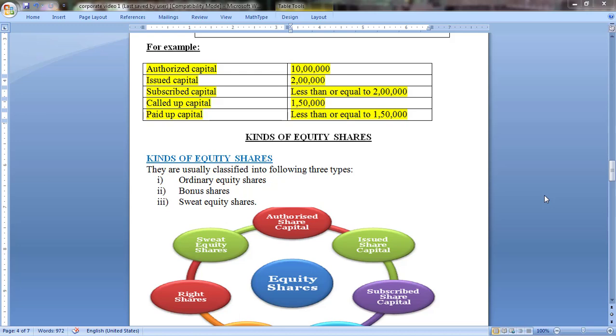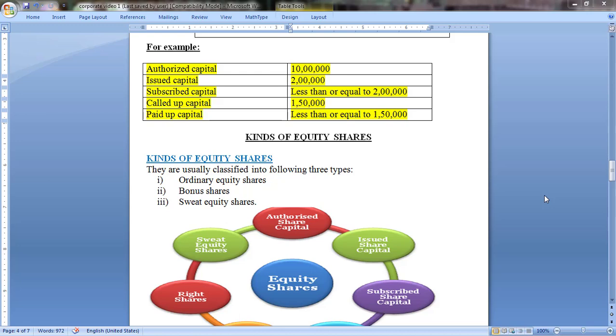Yes, next one is kinds of equity shares. Already we discussed equity shares, or actual shares or ordinary shares, which imply the shareholders or the real owners of the company. In that we have various types of equity shares. First one is ordinary equity shares, second one is bonus shares, third one is sweat equity shares. Ordinary equity shares, the name itself indicates just equity shares. The same features we discussed for equity shares also are to be studied.